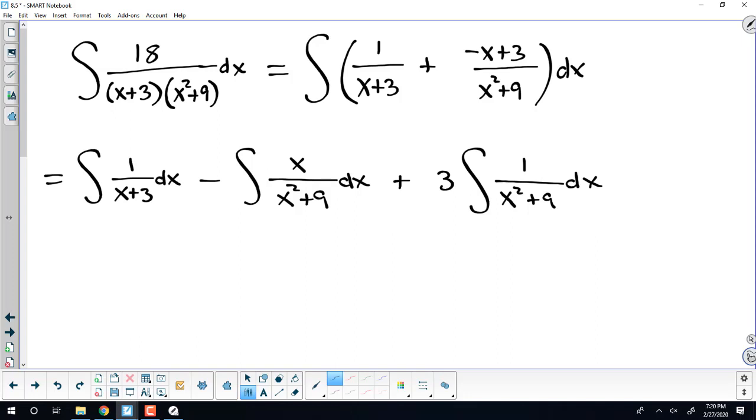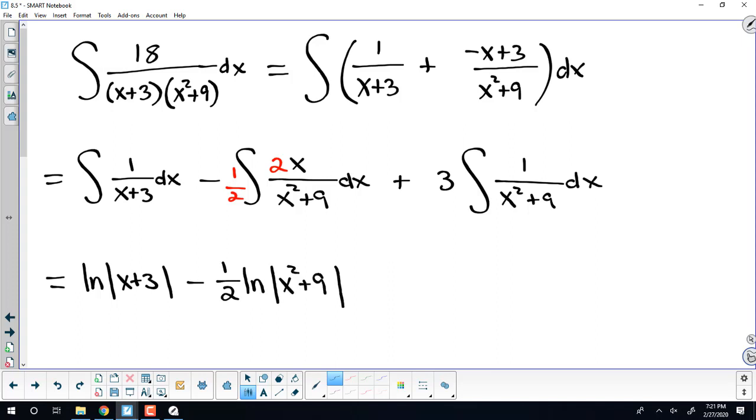So notice the first one, logarithmic form. The second one, it's almost in logarithmic form. Derivative of the bottom is 2x though. So if we put a 2 here and multiply this by a half, it's in log form. And then the third one is an inverse tangent. So you have natural log absolute value of x plus 3 minus 1/2 natural log absolute value of x squared plus 9, which we don't need absolute value around that. That's always positive. But just in general, get in the habit of using absolute value.